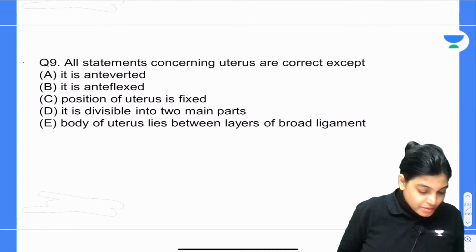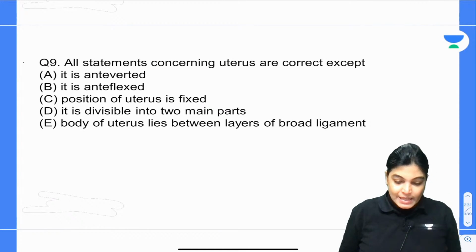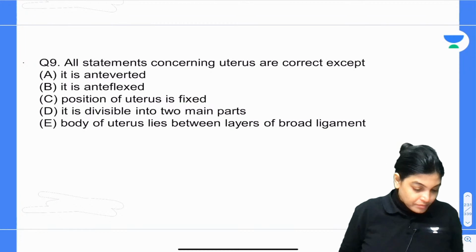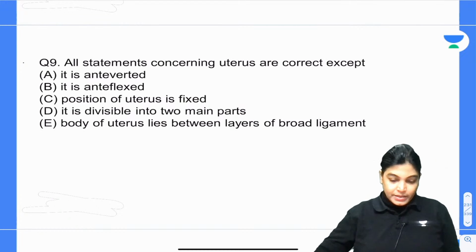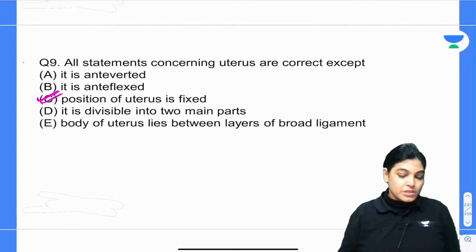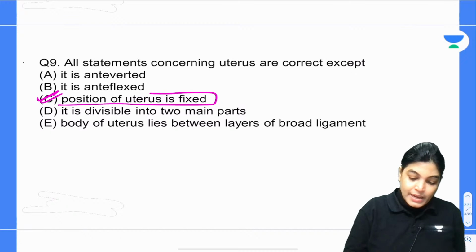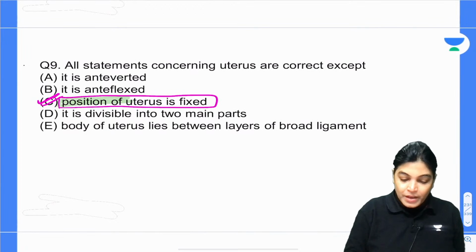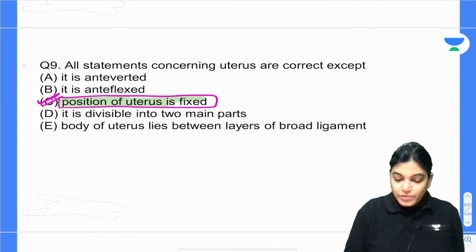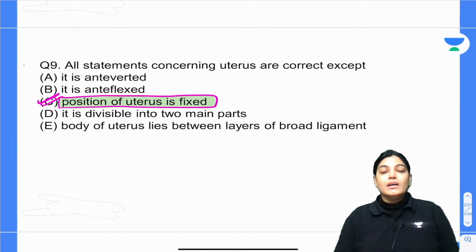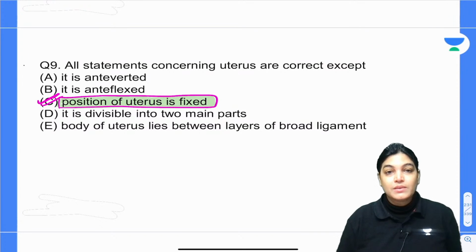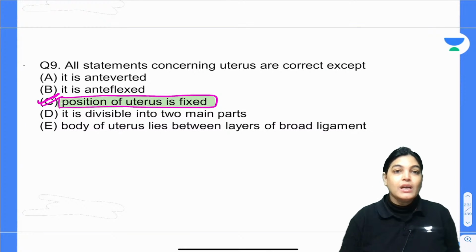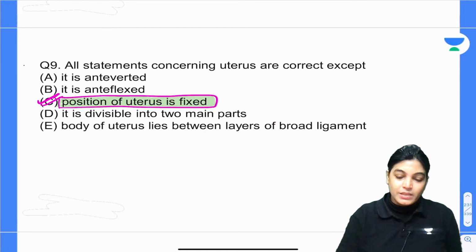So I got an answer from Devesh. Devesh has given C, position of uterus is fixed. Devesh, you are absolutely correct. This is the wrong statement about the uterus, that the position of the uterus is always fixed. It is not the case. It also depends on the surrounding and neighboring structures, whether the urinary bladder is full or empty. These are where the uterus position can change. It's not always fixed. Other than that, all other options mentioned here are perfectly correct.